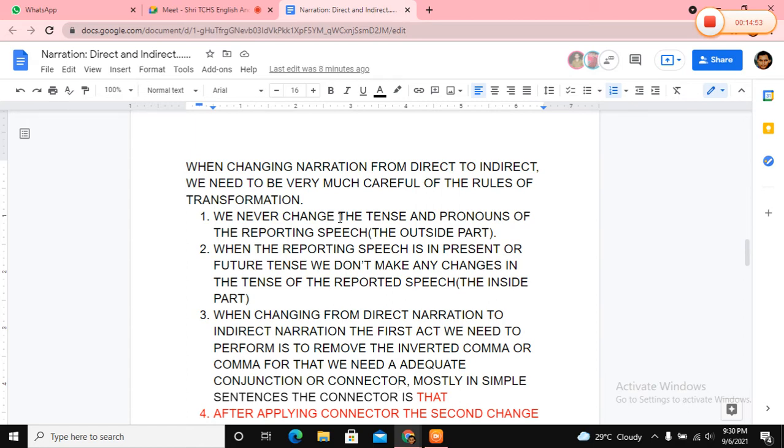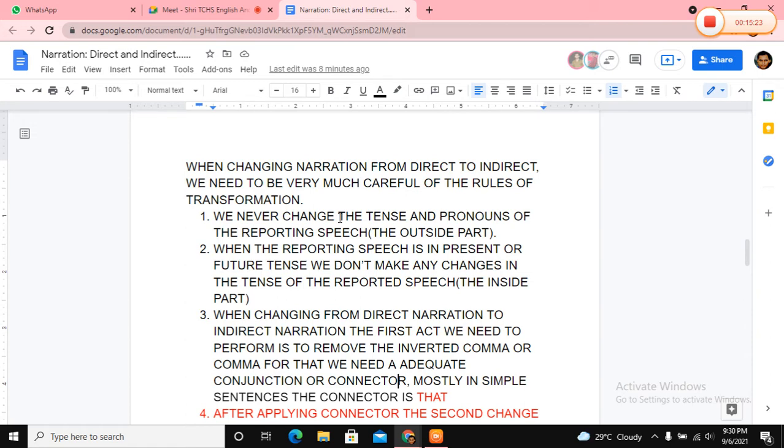Second, when the reporting speech is in present tense or future tense, we don't make any changes in the tense of the reported speech. What the rule says is, when the reporting speech is in present tense or future tense, we don't make any changes in the tense of the reported speech, the inside part.